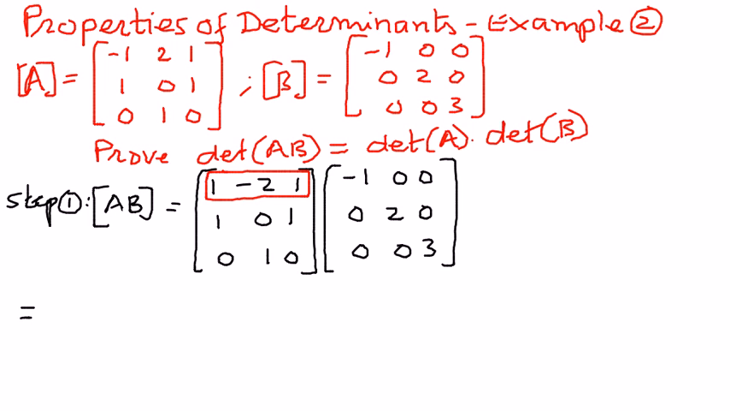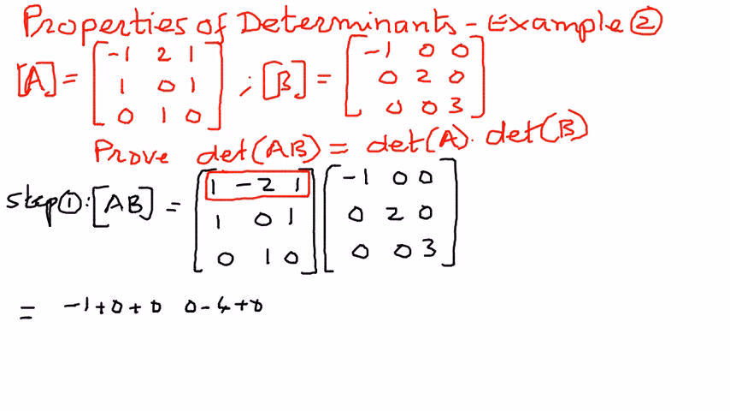So -1 times -1 is 1. I'm going to write the product directly, since we know how to multiply and put the numbers together. This is the way it's going to happen. 1 times -1 is -1. -2 times 0 is 0, and then 1 times 0 is 0. So we got the first element of the product matrix. Then -1 times 0 is 0, -2 times 2 is -4, and then 1 times 0 is 0, right?